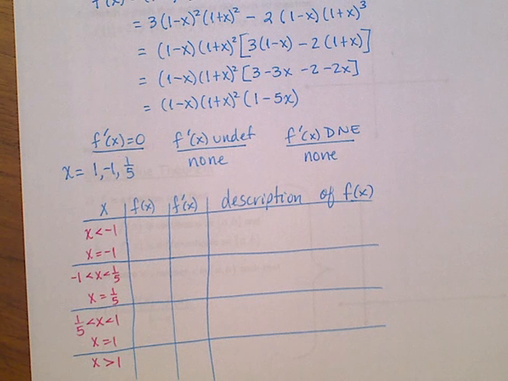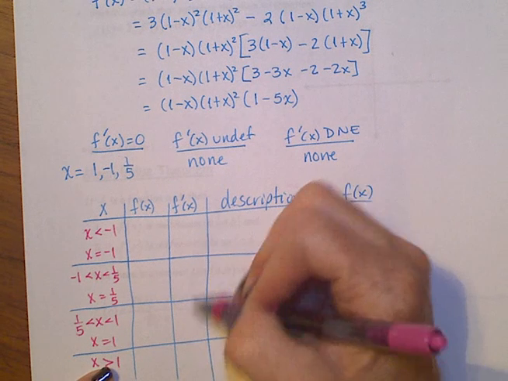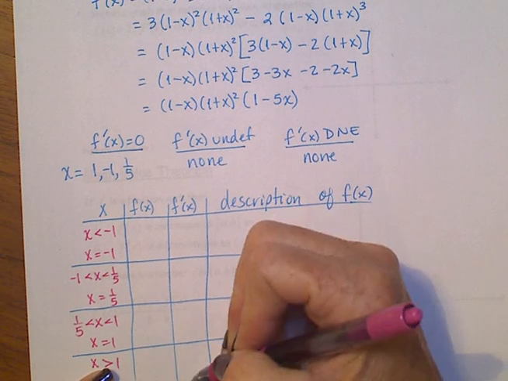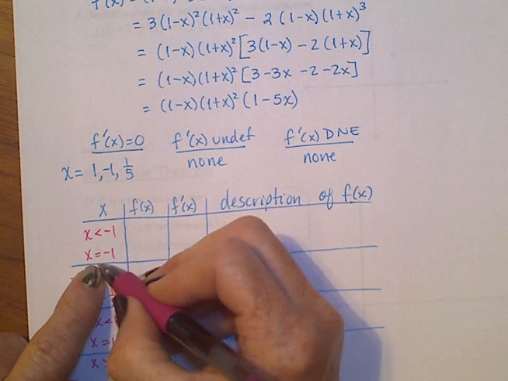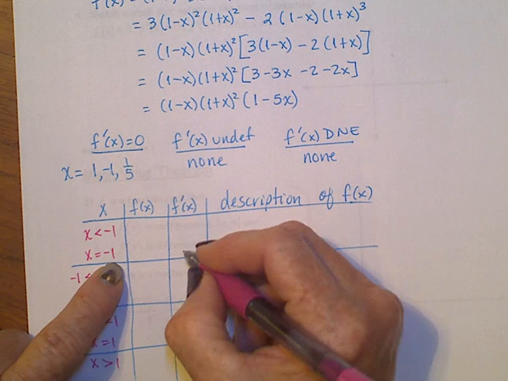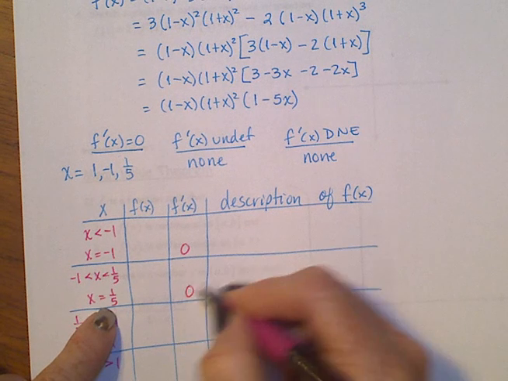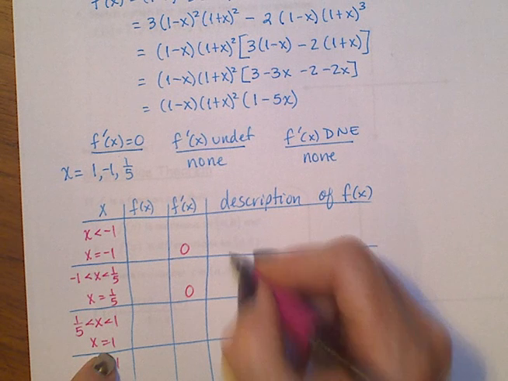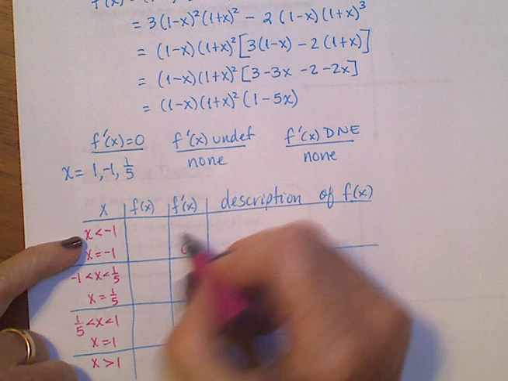All right, here we go. Now, f prime equals 0 at these three numbers, so we can fill that in. When x is -1, f prime is 0. When x is 1/5, f prime was 0. And when x is 1, f prime is 0. Now we do a sign analysis.